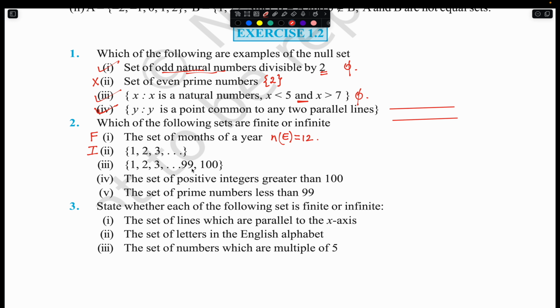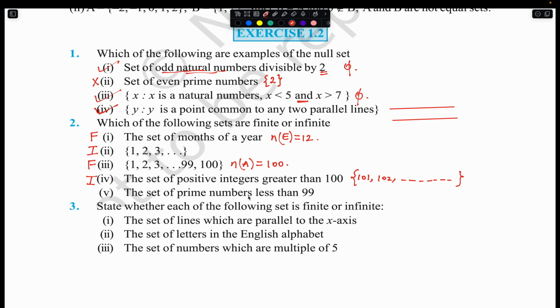Here we can clearly see that the number of elements in this set, say we call this set A, is 100, which is a natural number. So this is going to be a finite set. Set of positive integers greater than 100. If you try to write all the positive integers greater than 100, you'll have 101, 102, and so on. That means you are trying to write all the natural numbers greater than 100, and there are infinite natural numbers greater than 100. So clearly, this is also going to be an infinite set.